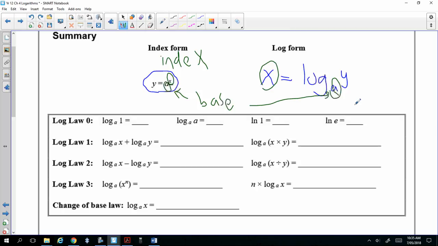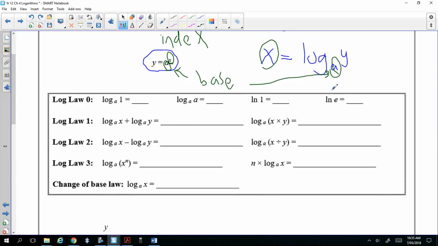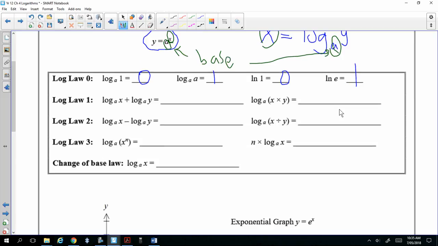Alright, next one, we need to know some of the special values of the log. Log 1 is 0. Log base a of a is 1. ln 1 is 0. ln e is 1. Okay. And then once we do that, we're going to look at some log laws.